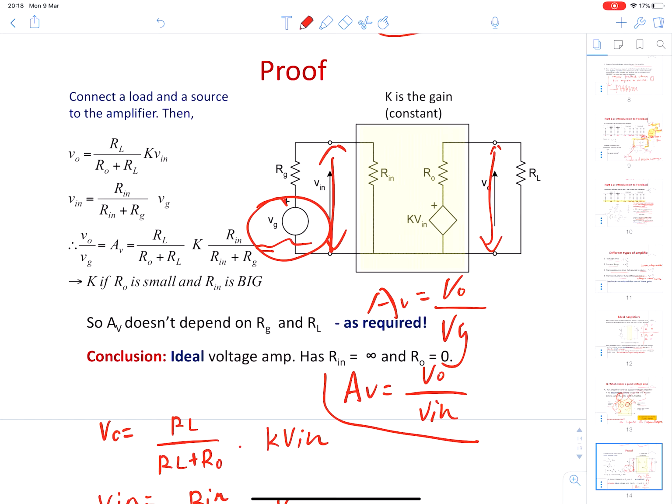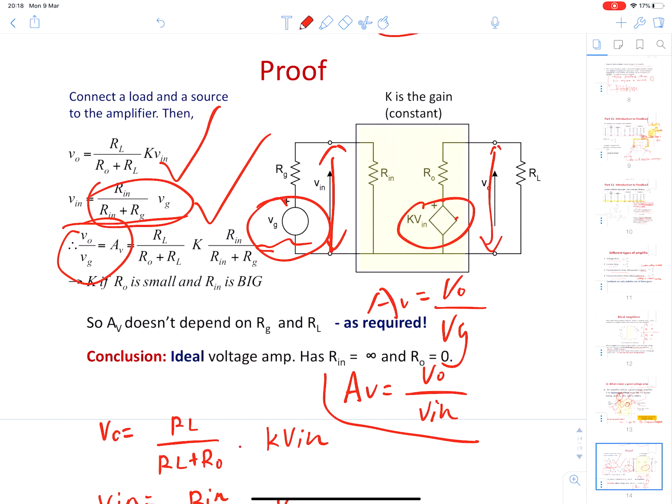Way out is like a differential, right? So this is RL divided by RL plus RO times K way in. And for the way in, it's R in divided by R in plus RG. So now we are going to apply this formula. A way is RL divided by R0 plus RL, times K, times R in divided by R in plus RG. That means the A way does not depend on the RG and RL, as it's required, so it does not matter. That is stable.